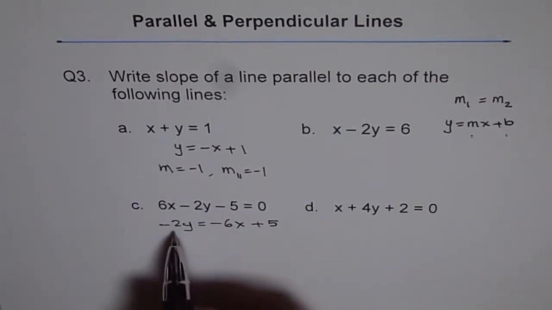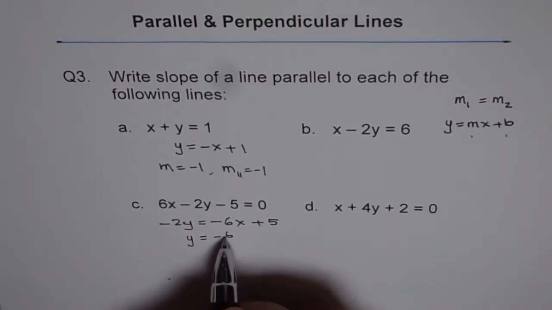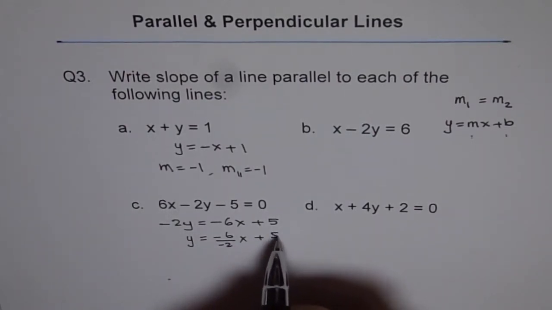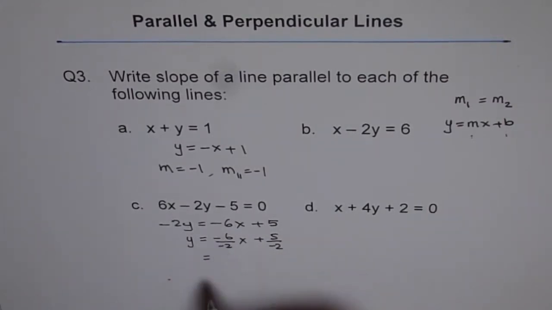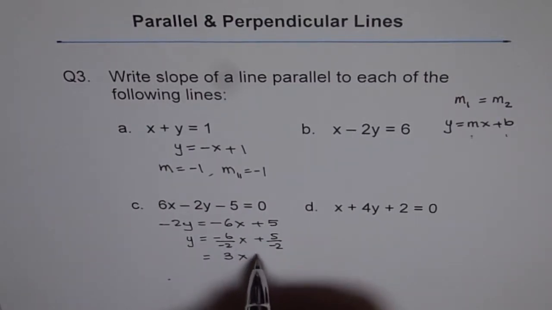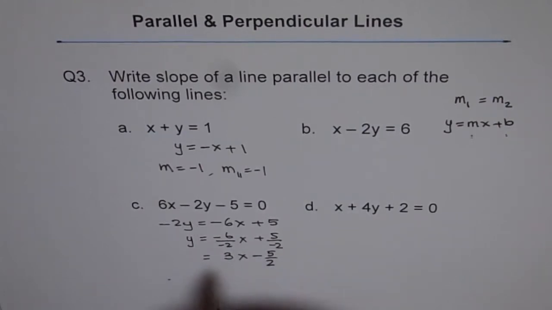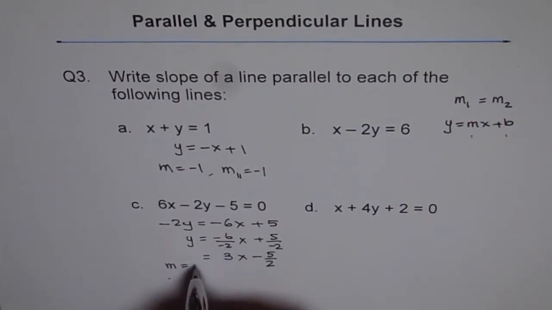Next step is to divide by minus 2. When you divide by minus 2, you get y here. So you get y equals minus 6 divided by minus 2 x plus 5 divided by minus 2. Minus 6 divided by minus 2 is plus 3. So we get 3x, and plus and minus makes it minus 5 over 2. So what is the slope of this line? The slope of this line is 3, right? So the slope is m equals 3.